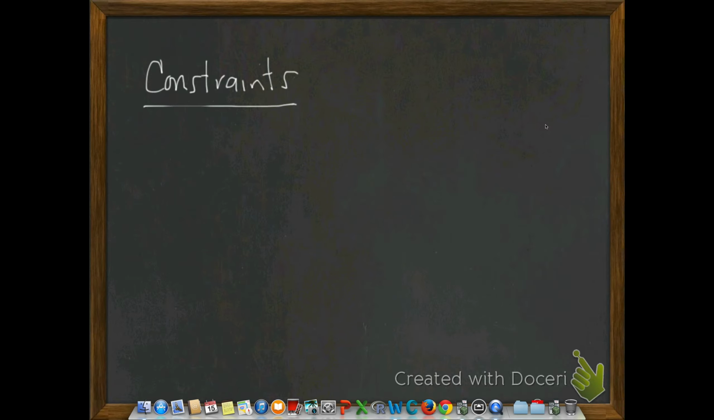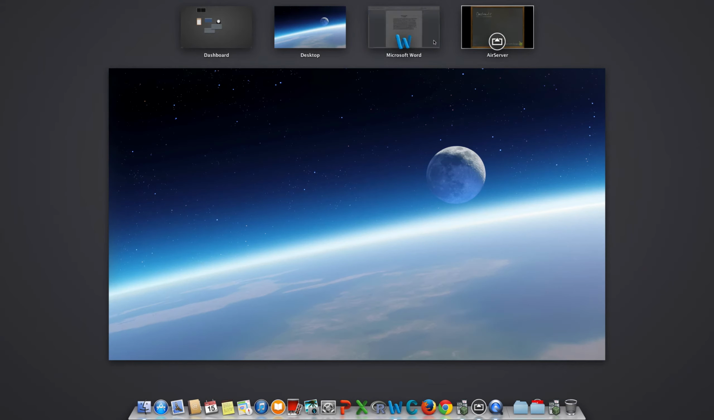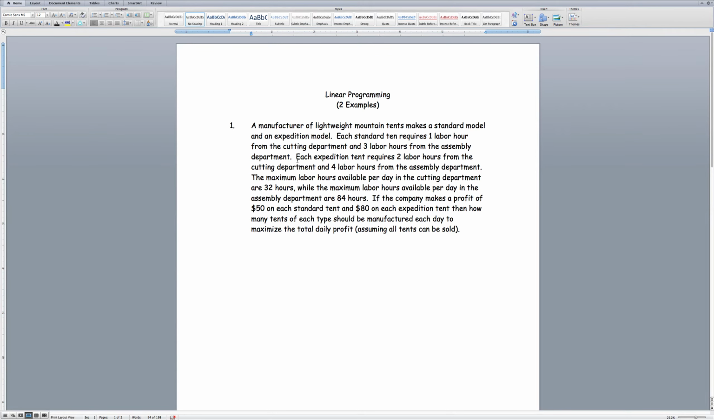Now the next thing I have to do is I have to come in and read the problem, and I've got to identify the constraints. Alright, so let's do that. So the manufacturer, so what's going on here? We've got each tent, that should be standard tent. Let me put a T there. That'll drive me crazy.